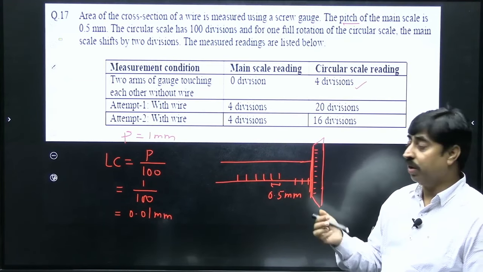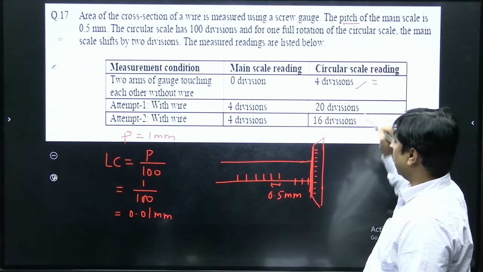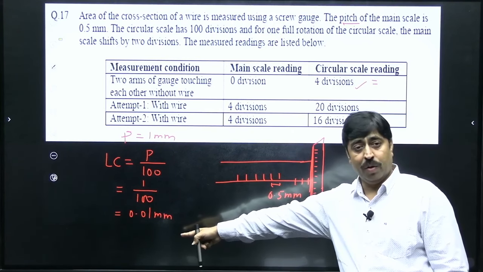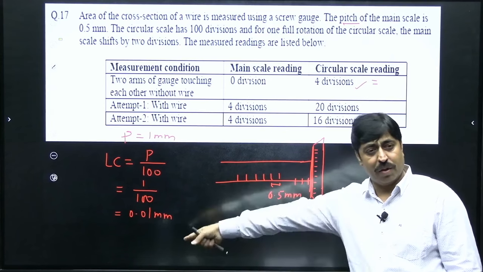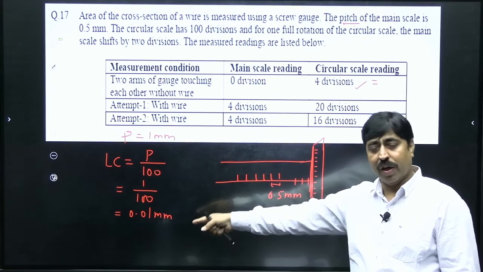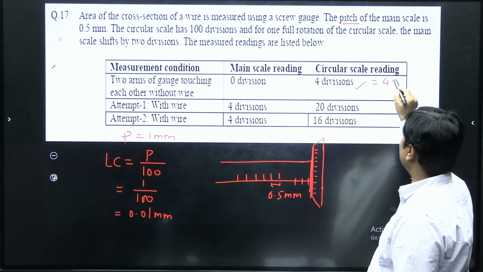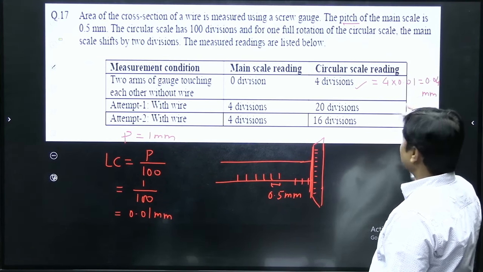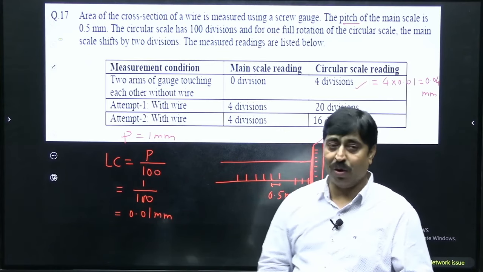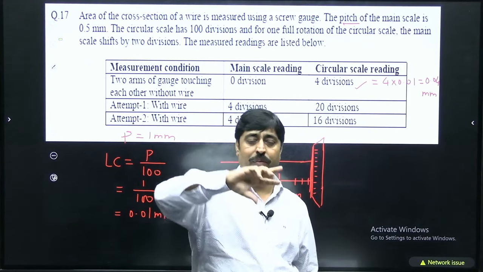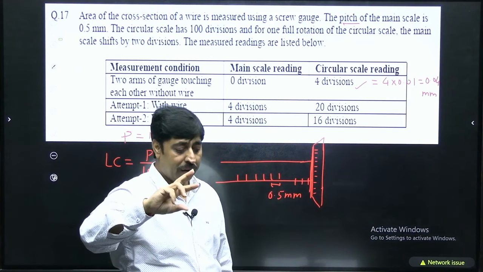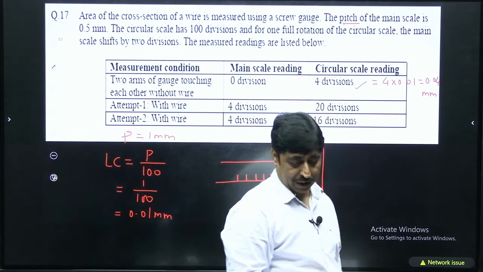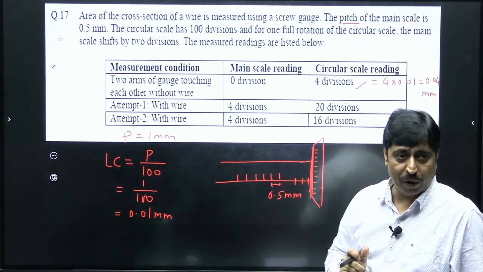4 divisions of circular scale means 4 into 0.01, since each division of the circular scale means 0.01 mm. So 4 into least count 0.01 is equal to 0.04 mm. This is the excess reading that our screw gauge shows, and from the final reading, this should be subtracted. We have to keep this in memory.